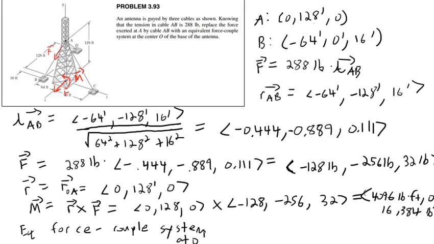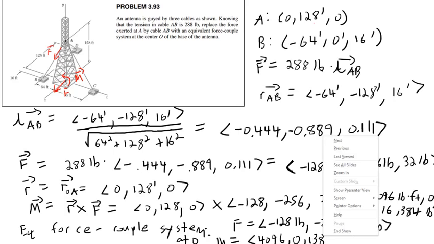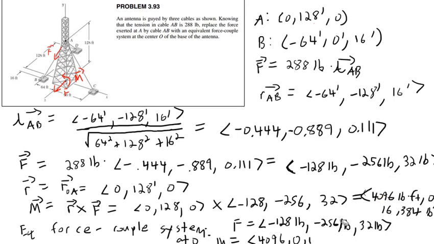at O, at the origin, would be a force vector of negative 128 pounds, comma, negative 256 pounds, comma, 32 pounds, and a moment of 4096, comma, 0, comma, 16,384, all of this in pound inches.